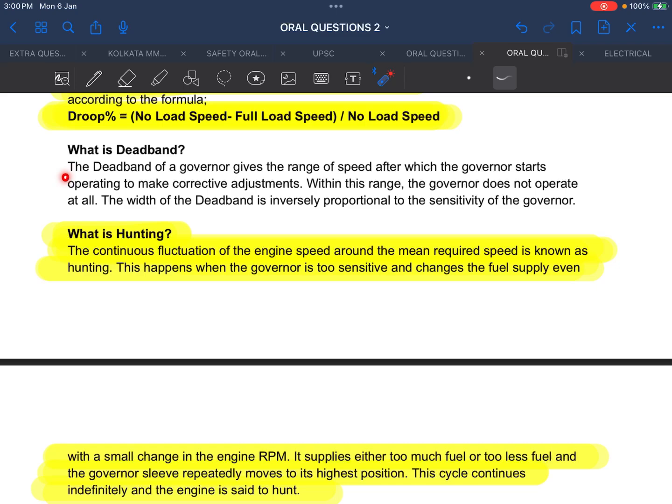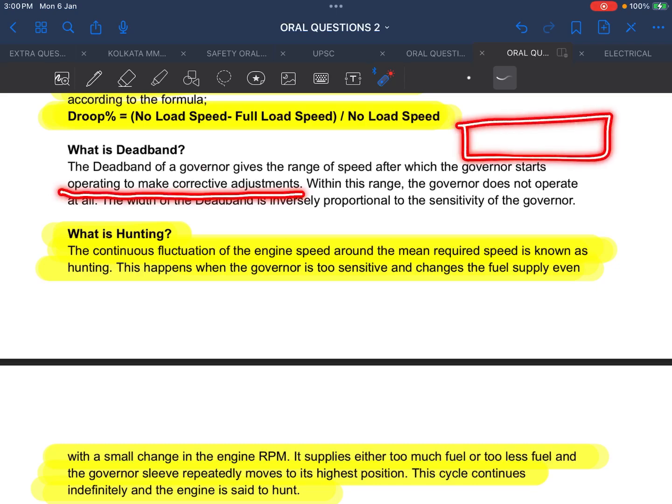You can see here, the deadband of a governor gives the range of speed after which the governor starts operating to make the corrective adjustment. It means there is a band from here to here, and the governor will not operate in between this band; it will operate after that.